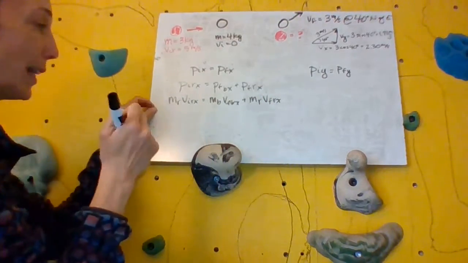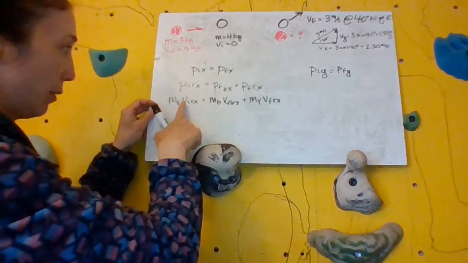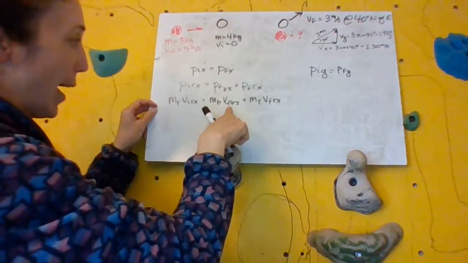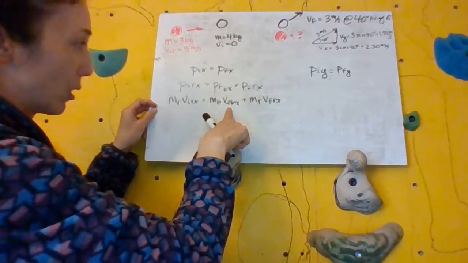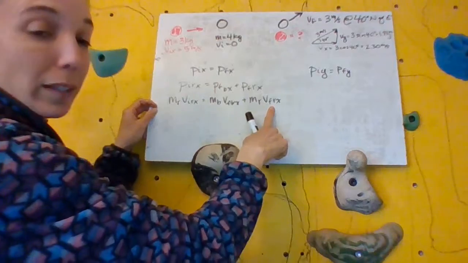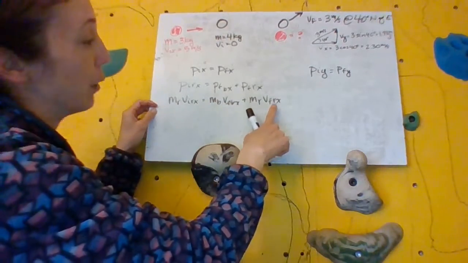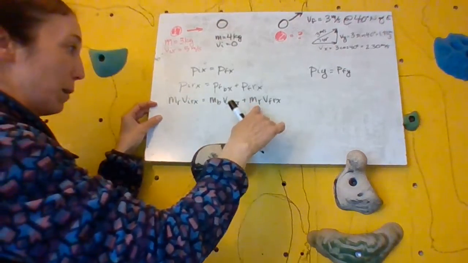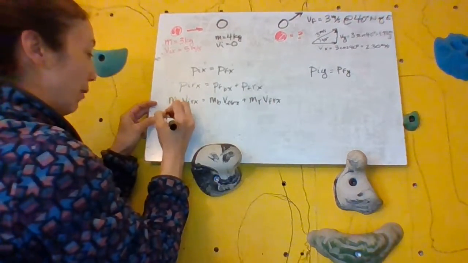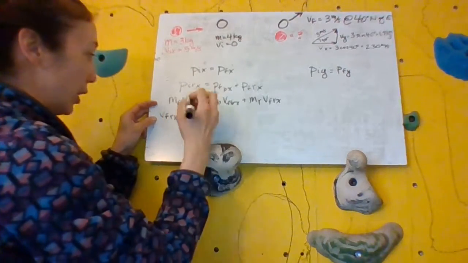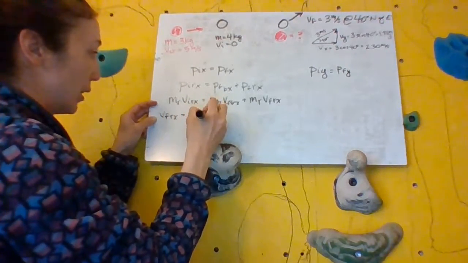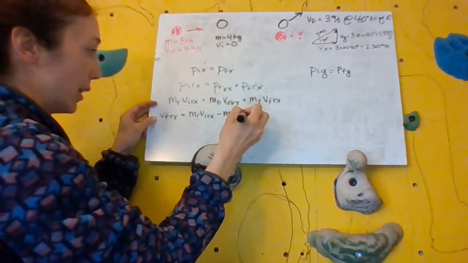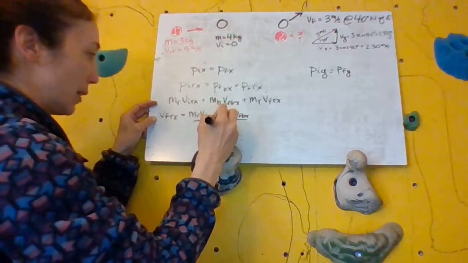So I can isolate for my unknown variable. I know the mass of the red. I know the initial velocity in the x direction of the red. I know the mass of the black, and I know the final velocity of the black in the x direction. I know the mass of the red. This is the one I don't know, the final velocity of the red ball in the x direction. So I'm going to subtract this over, and then I'm going to divide by mass of red. So I get V final of the red ball in the x direction equals mass of red times V initial red in the x minus mass of black times V final black in the x, over mass of red.